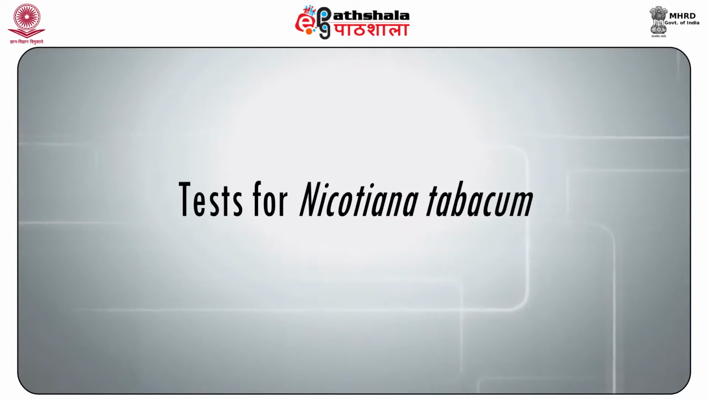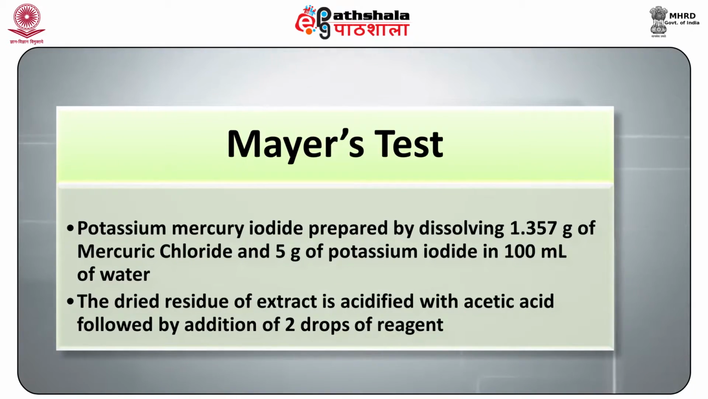Next is the test for Nicotiana tabacum. Starting with this is the Mayer's test. Potassium mercuric iodide is prepared by dissolving 1.357 grams of mercuric chloride and 5 grams of potassium iodide in 100 ml of water. The dried residue of extract is acidified with acetic acid followed by the addition of 2 drops of reagent. A white or yellowish precipitate is obtained.